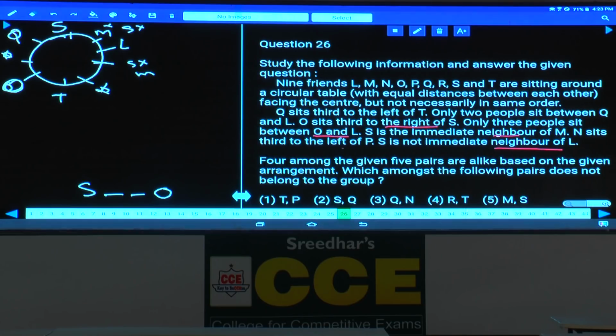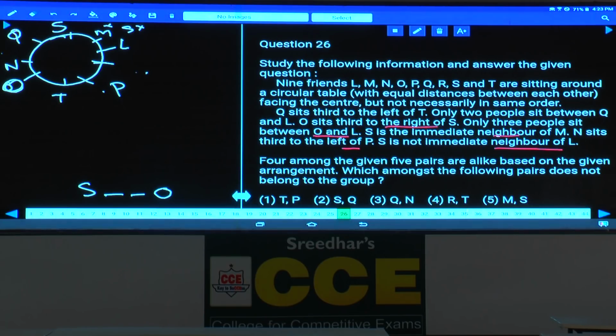N sits third to the left of P. As N is seated third to the left of P, what is the possibility here? N must be at this place, and third to the left, P will be at this place. Clear now? Now P is here, S, N at this place.